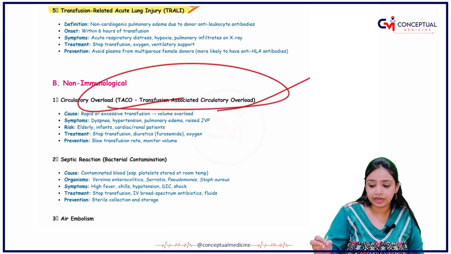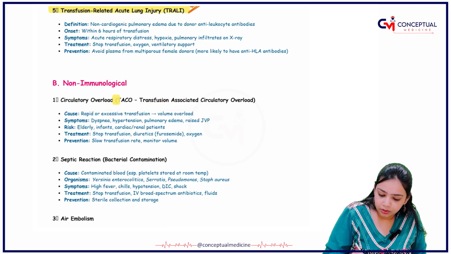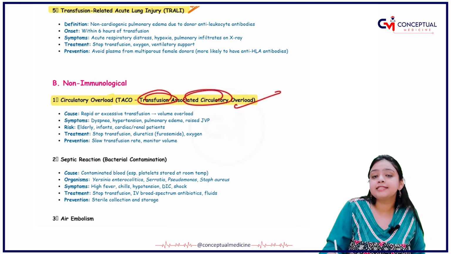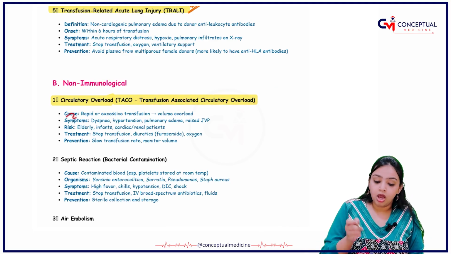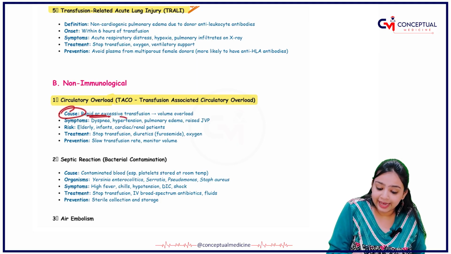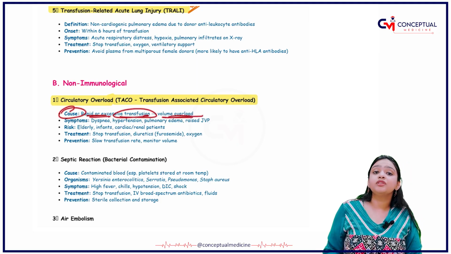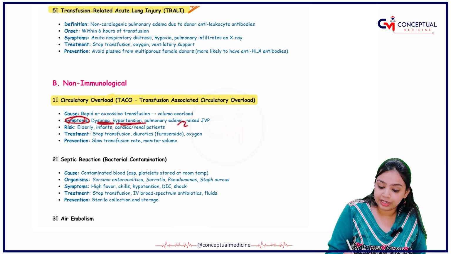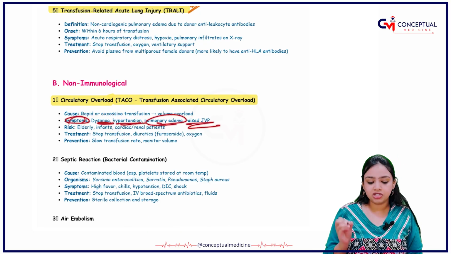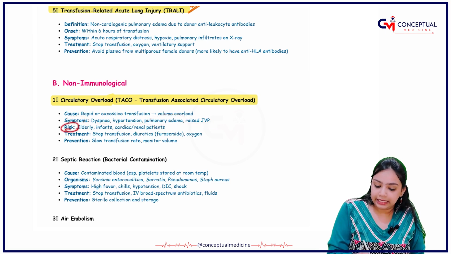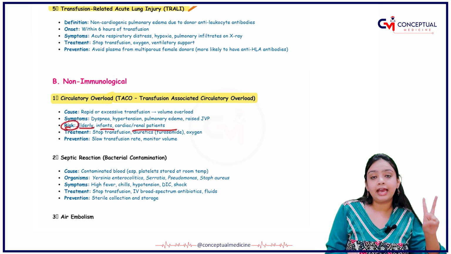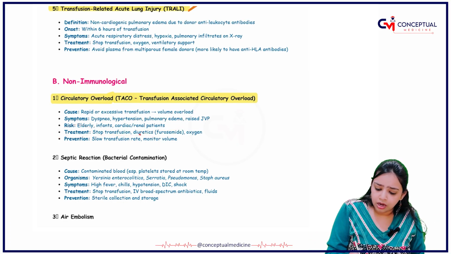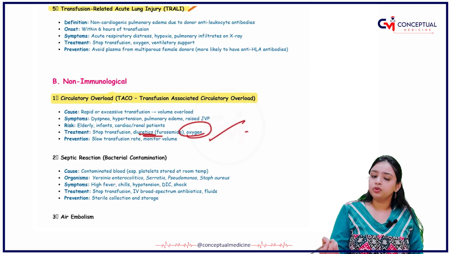That is, TACO is also very important. What is TACO? TACO means transfusion-associated circulatory overload. What is the cause? There is rapid or excessive transfusion. That is, there is volume overload. And the symptoms: there will be dyspnea, hypotension, pulmonary edema and raised JVP. Who are at risk? Elderly, infants, cardiac and renal patients. What is the treatment? Stop the transfusion, give diuretics and give oxygen to the patient.